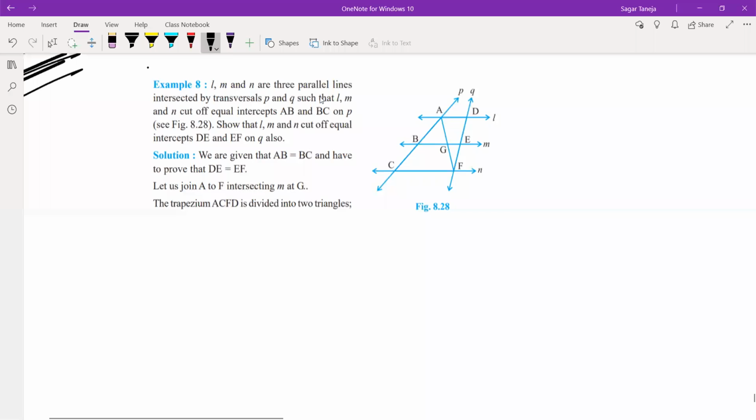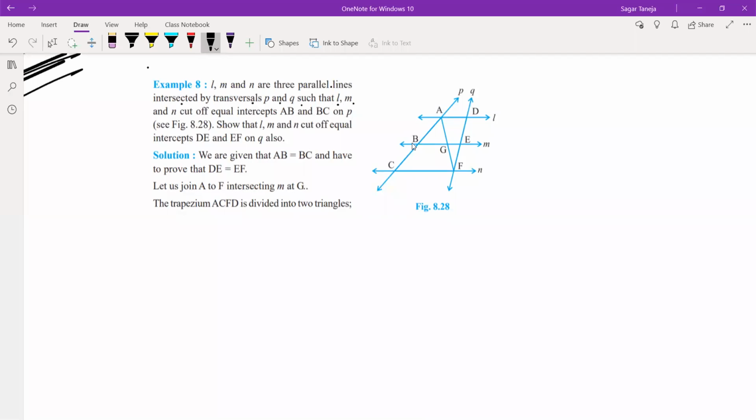L, M, and N are three parallel lines intersected by transversals P and Q. So there are L, M, and N. These are the three lines which are parallel to each other, and they are intersected by a line P and a line Q. So lines P and Q are intersecting these three lines respectively. And after that, it is written here that L, M, and N cut off equal intercepts AB and BC on P.